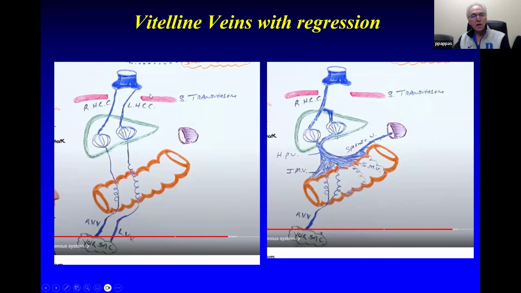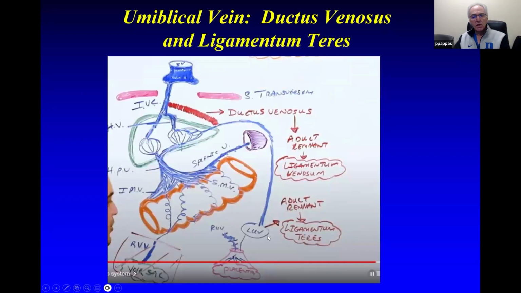And then what happens is you get regression of this left hepatic common cardinal vein. It anastomoses to the right side. So this becomes your left hepatic vein, your right hepatic vein, and then this becomes your infradiaphragmatic inferior vena cava.